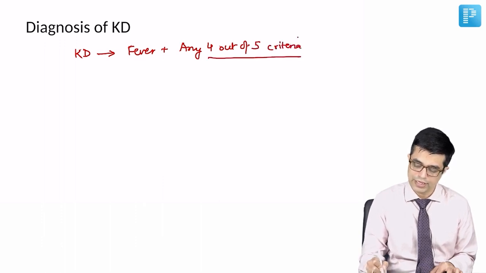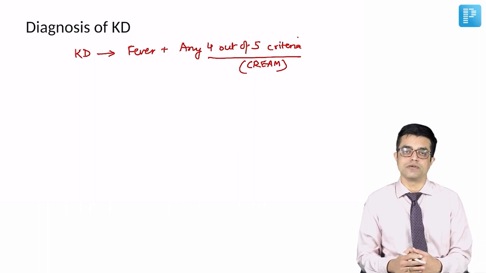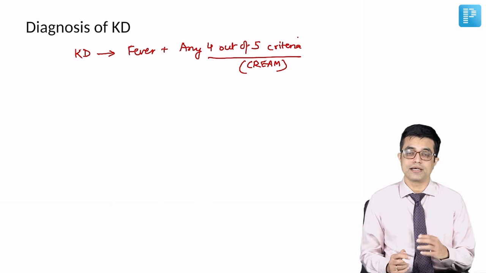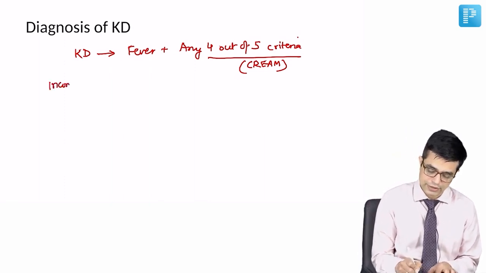So fever plus any 4 of the other criteria, that is CREAM, any 4 out of these along with fever, is diagnostic of Kawasaki disease. They need not be present simultaneously, they can come one after the other. Second term is incomplete Kawasaki disease.